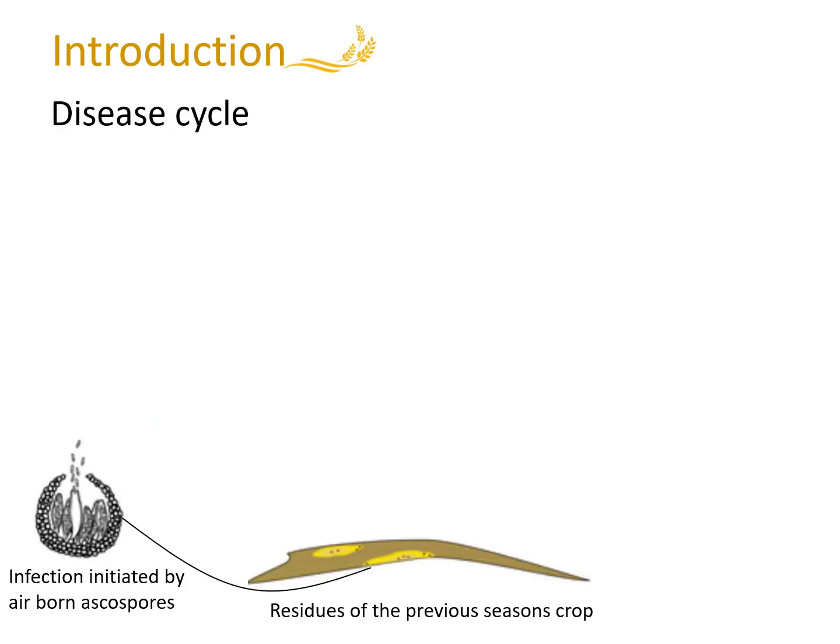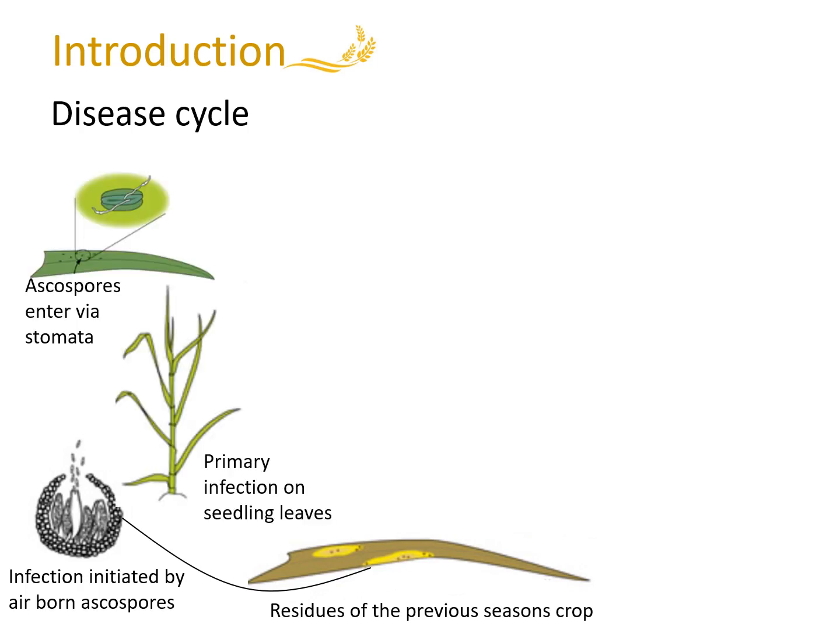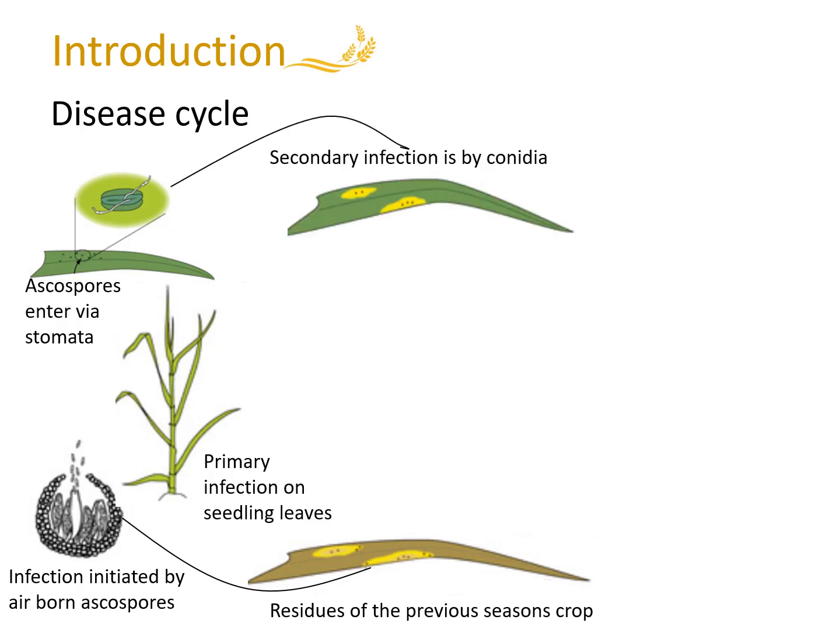The infection by this pathogen is initiated by airborne ascospores and dispersed conidia produced on residues of the previous season crop. These ascospores enter the leaves via stomata and cause primary infection on seedling leaves.